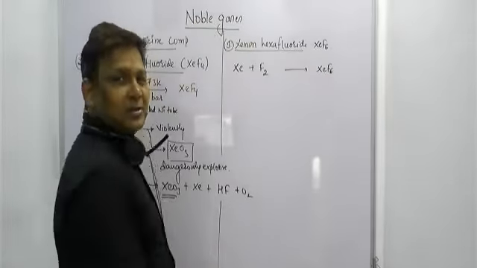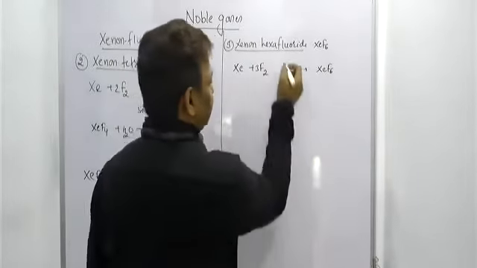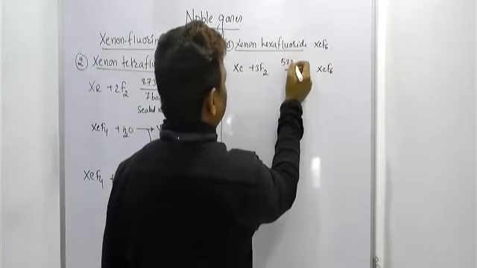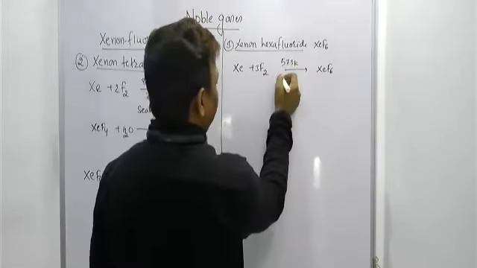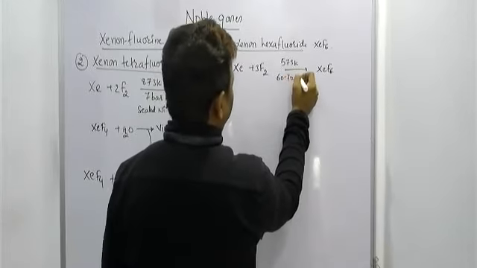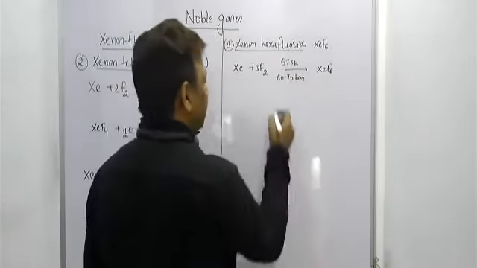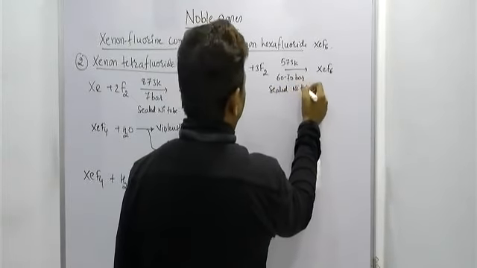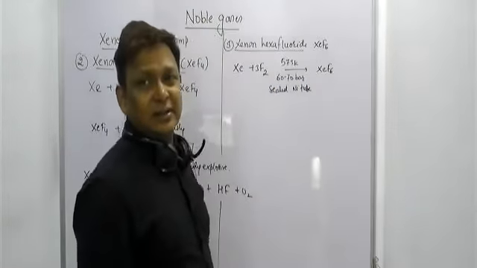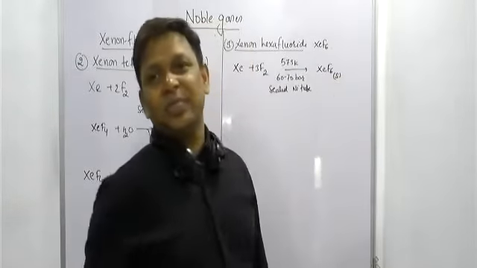If you want to balance it, 3 mole, right? Temperature 573 K according to the textbook value. Pressure is 60 to 70 bar. Initially 1 bar, then 7 bar, then 60 to 70 bar. Same as before, it is also sealed in a nickel tube and it forms XeF6. But the XeF6 which is formed is in solid form, right?